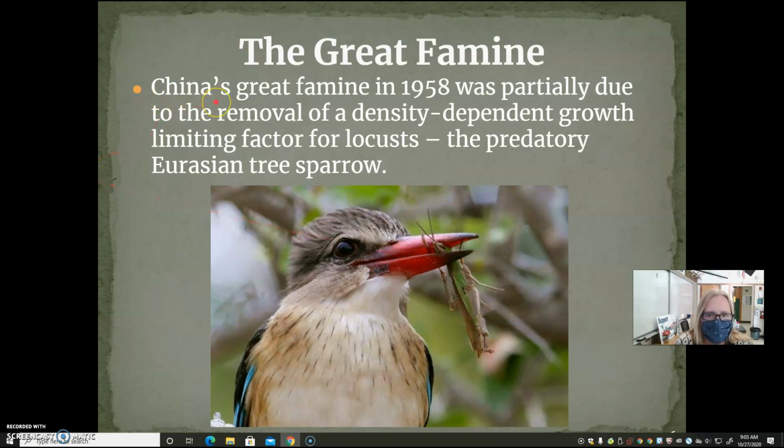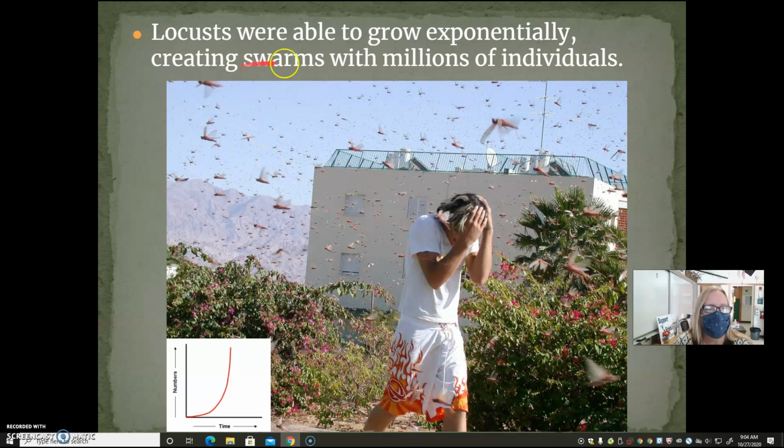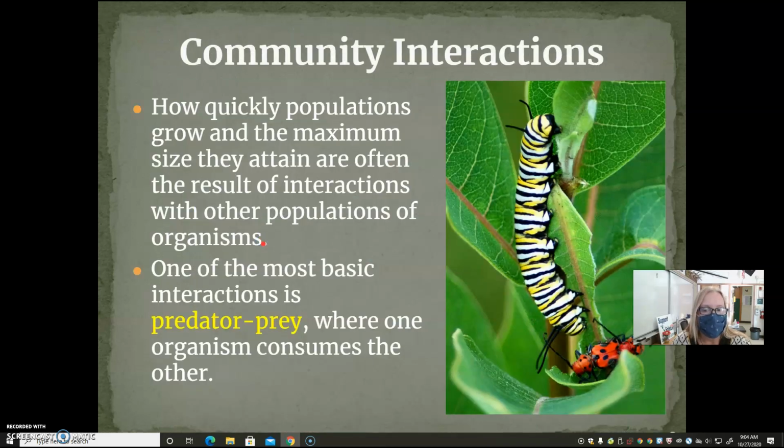China's Great Famine in 1958 was partially due to the removal of the density-dependent growth-limiting factor for locusts. And so the limiting factor was the predatory Eurasian tree sparrow. The locusts were able to grow exponentially, creating swarms with millions of individuals. So this would be what their growth pattern looks like. That would be terrible to live in that. Okay, and the next section, and the last section we're going to talk about in this unit is community interactions.